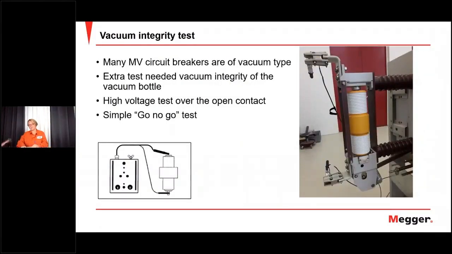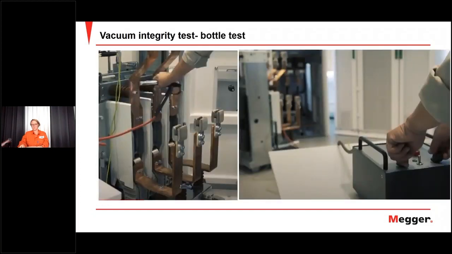Then you have some specific tests you do on medium voltage breakers. It's very common with vacuum breakers on the medium voltage breaker, and these kinds need to be tested for vacuum integrity. What you do is put a high voltage over the open contact and make sure the dielectric strength is okay. So it's a simple go, no go test, but it doesn't replace the timing and the coil current test. This is an extra test. You connect clamps over the contact and just expect a green lamp when you turn the knobs.